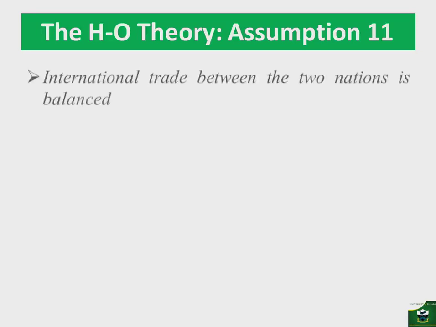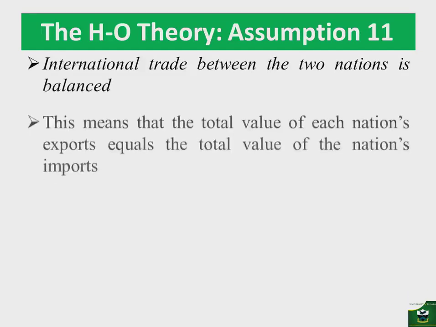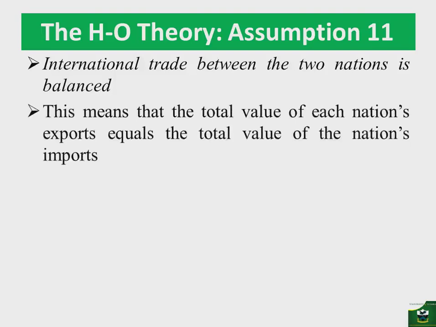Lastly, we assume that international trade between the two nations is balanced. This means that exports are equal to imports. Or simply put, the total value of each nation's exports equals the total value of each nation's imports. So with these assumptions, we will build our theory in the next video, where we will start looking at the Heckscher-Ohlin model in more detail.